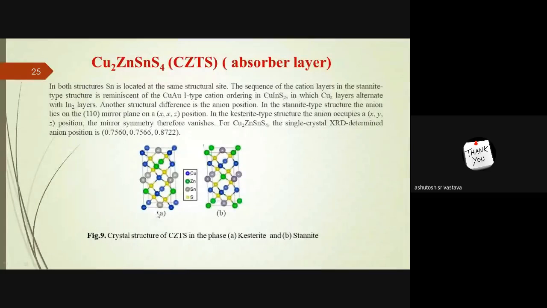Crystallographically, we can see the CZTS material has a tetragonal structure, and here the blue balls are the copper atoms, the green are the zinc atoms, the grayish are the tin, and finally the yellowish are the sulfur. This is one basic unit cell of a CZTS absorber layer, which we can see here. And these two show the two different phases of CZTS, kesterite and stannite.